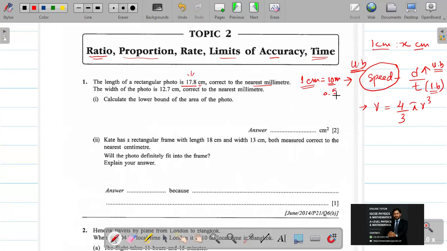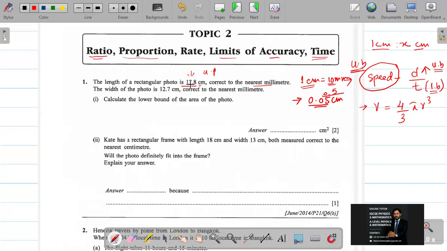But right now I will have to take 0.5 millimeter. 5 millimeter should be taken according to 1 centimeter. But he is saying go for 1 millimeter. Then I will say it will be equal to 0.05 centimeters. I am taking 0.05 centimeter for that. If I take 0.05 centimeter, then if I want the upper bound, I will add 0.05 and I will make it 17.85.